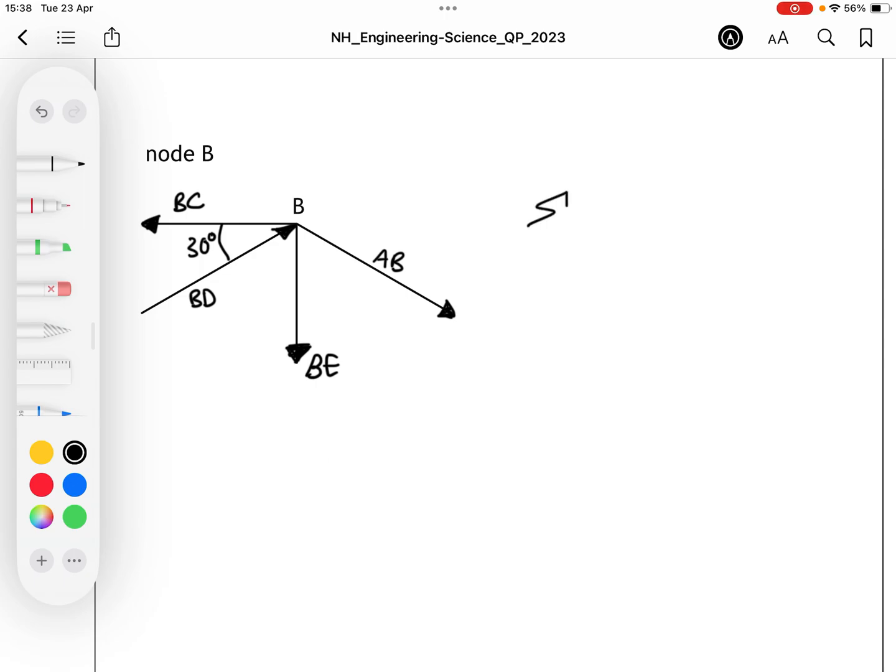I'm going to resolve vertically first, just because I think that only gives me one unknown. So if I say that my sum of forces vertically is equal to 0, then my sum of what is going up has to be equal to the sum of what is coming down. And so my vertical component of BD has to be equal to all of BE plus the vertical component of AB.